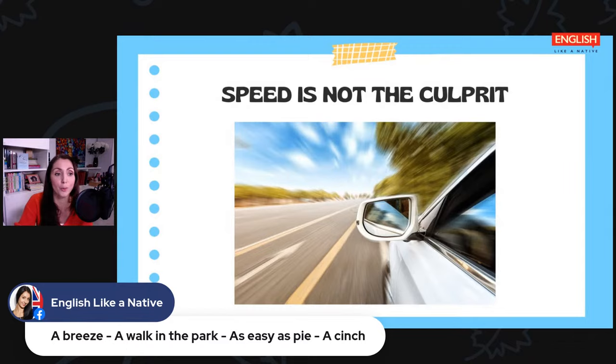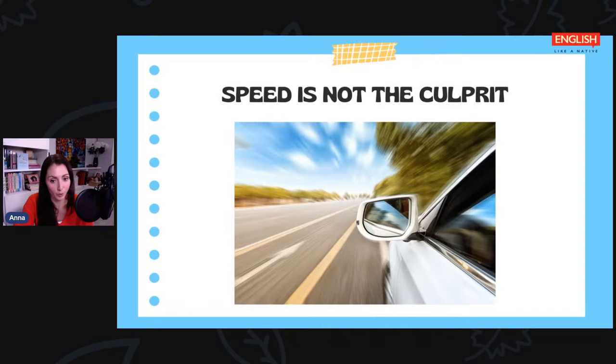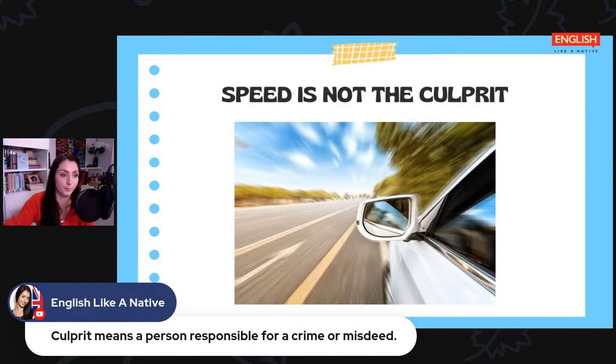Are you familiar with the word culprit? If not, don't worry, because it's not a very common word. So let me put it on screen for you here. Culprit means a person who is responsible for a crime or a misdeed. So the baddie, the person responsible for whatever bad thing has happened. Obviously, I'm personifying speed here. So speed is not the culprit. Speed is not the reason that you're struggling to understand native speakers, essentially.